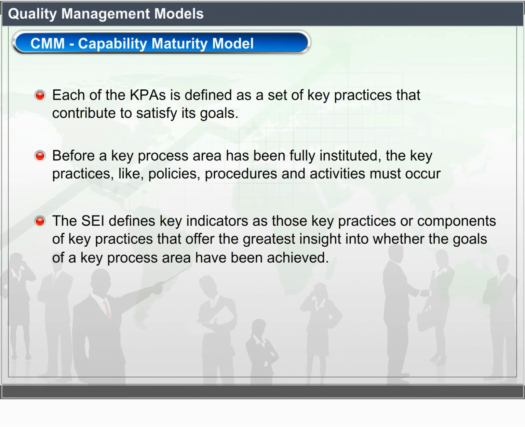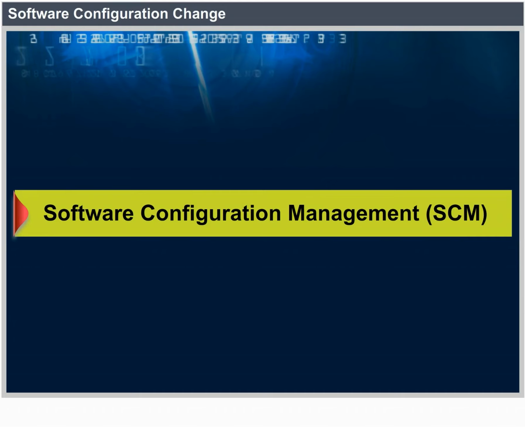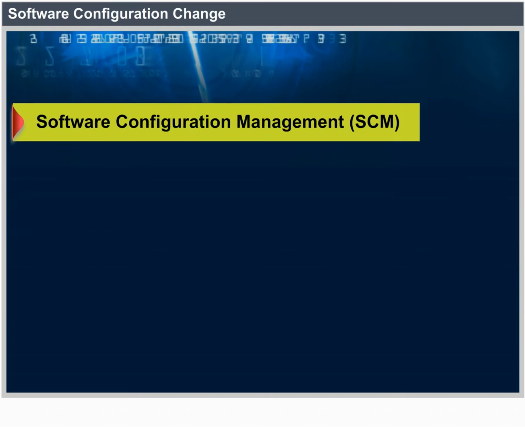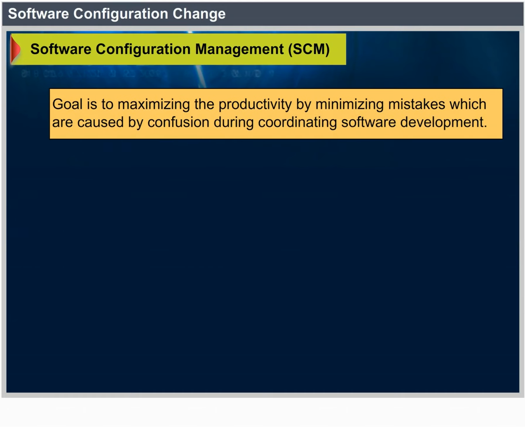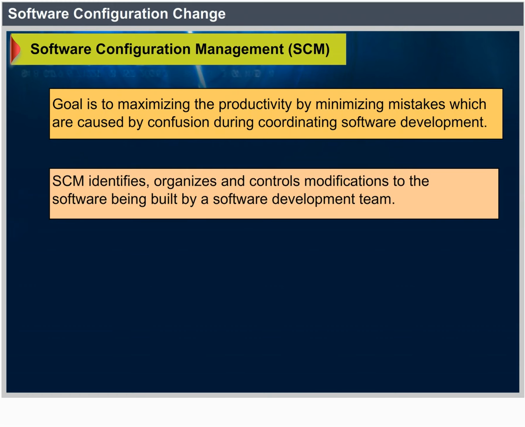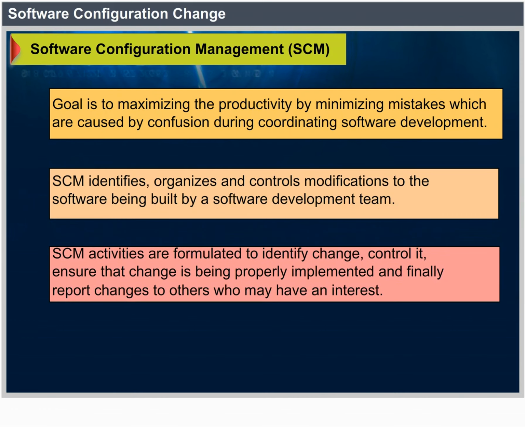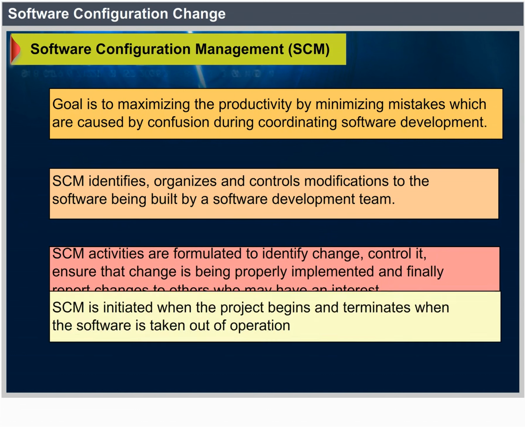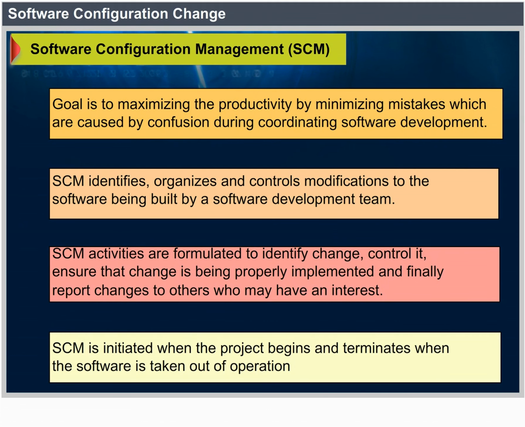Software configuration management, SCM. The goal is to maximize productivity by minimizing mistakes caused by confusion when coordinating software development. SCM identifies, organizes, and controls modifications to the software being built by a software development team. SCM activities are formulated to identify change, control change, ensure that change is being properly implemented, and report changes to others who may have an interest.